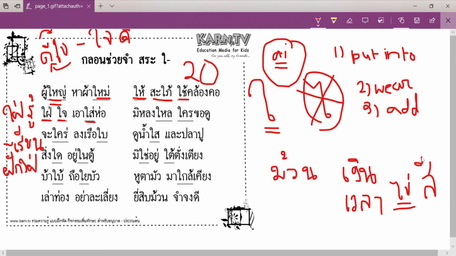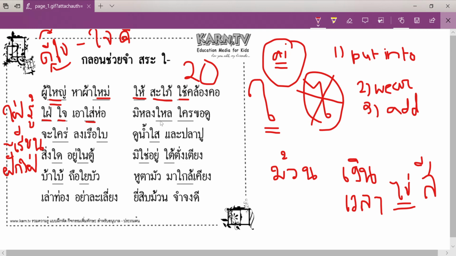You go and gossip about someone else and add things that are not even true, and then you just talk about it. Some people are just like that. Okay, that is ใส่ไข่ ใส่สี. And ใส่ means to put on, to wear, to add to.